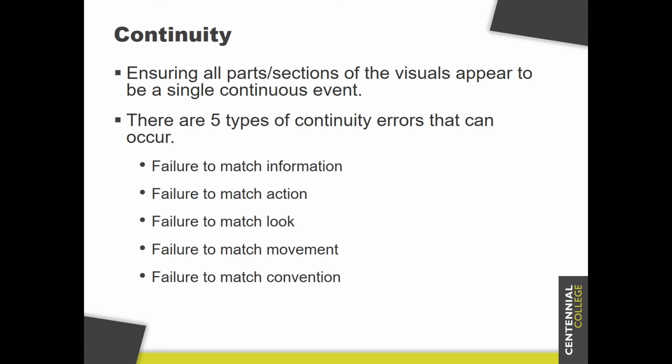There are 5 types of continuity errors that can occur, and that's really what we're going to look at today: continuity errors. We're not going to take a look at continuity editing. Well, I guess that's in here too, but we're really going to look at the continuity errors that can occur within your game or within your film. The 5 are failure to match information, failure to match action, failure to match look, failure to match movement, and failure to match convention. We are going to discuss the idea of continuity editing in another video entirely. Those are the 5 continuity errors that we're going to discuss today.